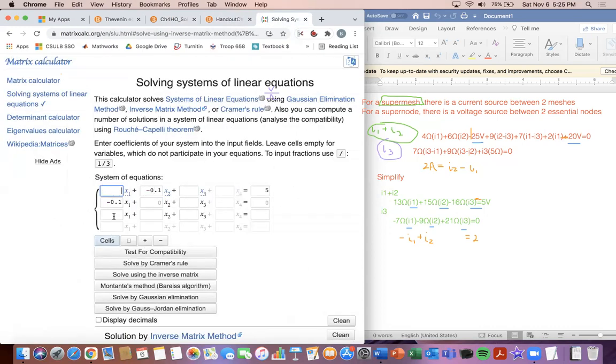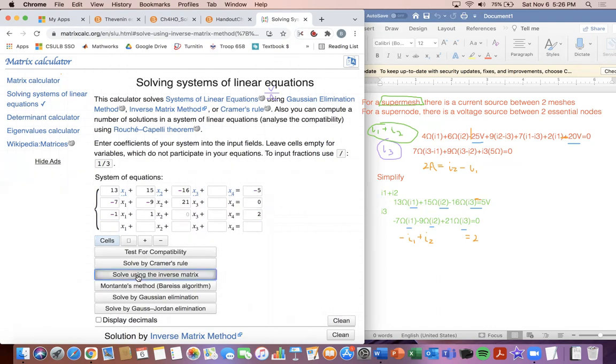So for the first one, we're going to get 13. For the next one, we're going to get 15. And then here we're going to get negative 16. And then here we're going to get negative 5. Here we're going to get negative 7, negative 9, 21. And then we're going to get 0. And then for the third one, we're going to get negative 1. And then we're going to get 1. And then we're going to get 2.